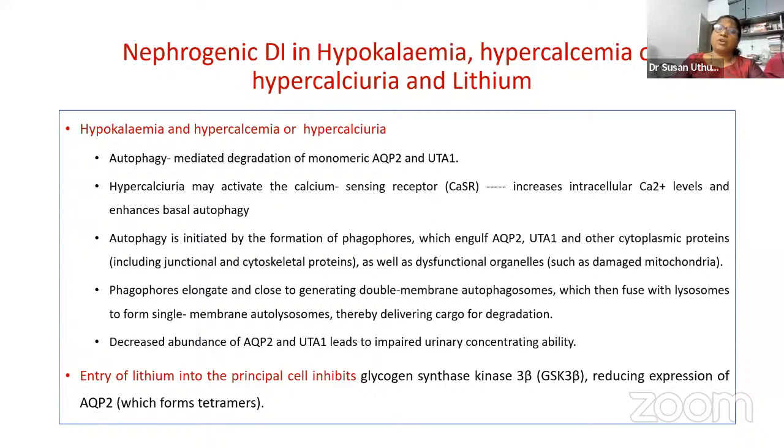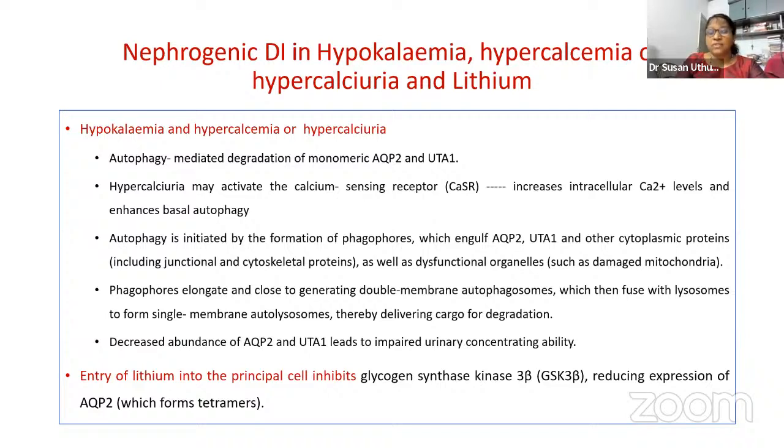Nephrogenic DI can occur with hypokalemia, hypercalcemia, hypercalciuria, and also with lithium. In hypercalciuria, there is activation of the calcium sensing receptor, which increases intracellular calcium levels and enhances basal autophagy. This results in the cargo, which contains the aquaporin channels and the urea transporter A1, being taken up for degradation, so they are not released at the sites where they have to act. That is the problem in hypercalcemia, hypercalciuria, and hypokalemia.